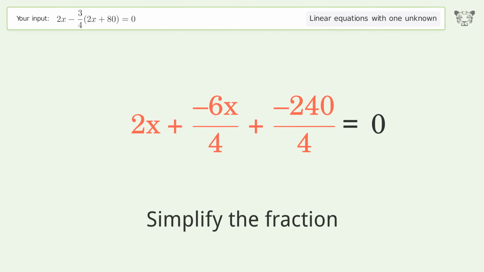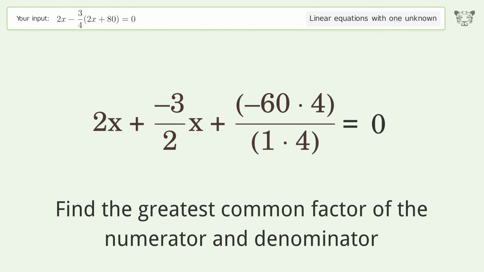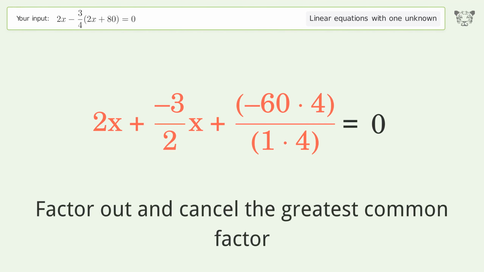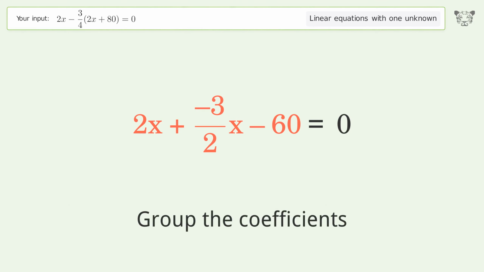Simplify the fraction. Find the greatest common factor of the numerator and denominator. Factor out and cancel the greatest common factor. Group the coefficients.